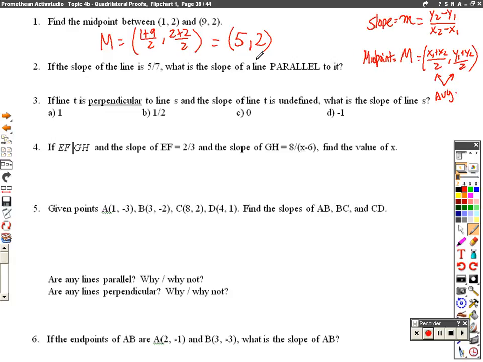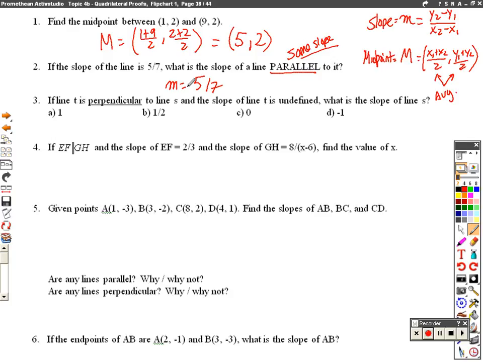Alright, number 2, if the slope of a line is 5/7, what is the slope of the line parallel? Parallel should make you think of same slope, because lines that are parallel have the same slope, so the answer to this is just going to be 5/7. The slope would be 5/7, same slope.